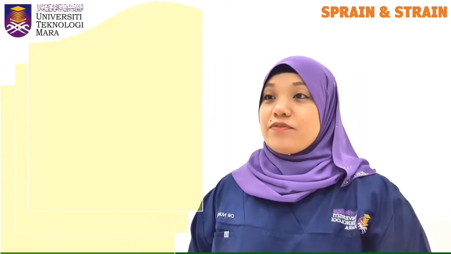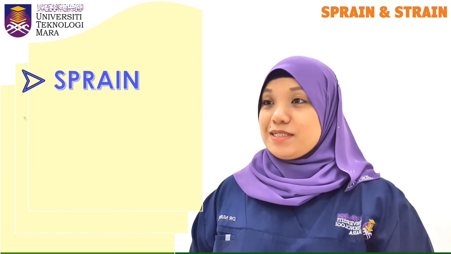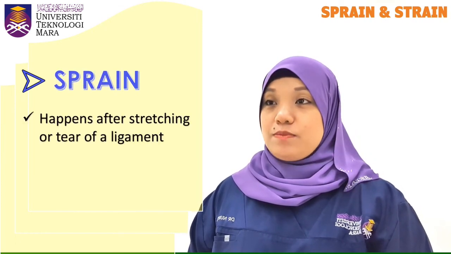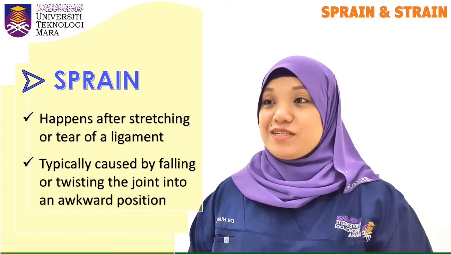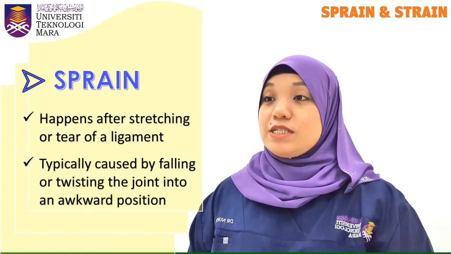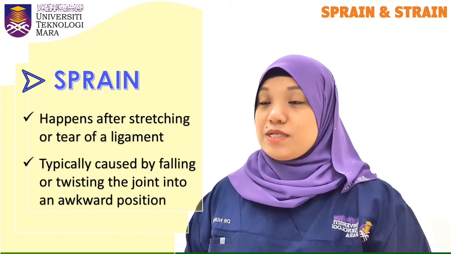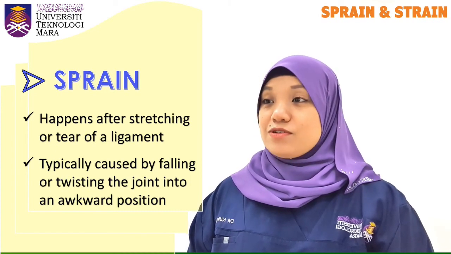Sprain happens after stretching or tear of a ligament. Sprain is typically caused by falling or twisting the joint into an awkward position. Joints that are frequently sprained are ankles, wrists, knees, and fingers.